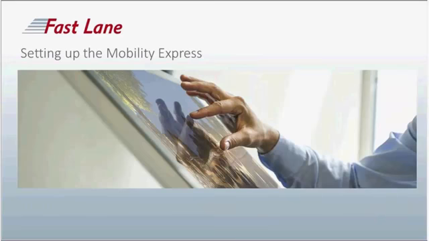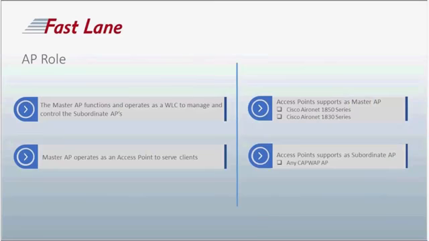So how easy is it really to set up? Well, the first thing you need to be aware of: if you've got multiple 1800 APs, only one of them can act as the wireless LAN controller. That particular AP that's selected will act as the master and will manage and control all the other APs. Another 1800 AP that could potentially be a wireless LAN controller is known as a subordinate AP.